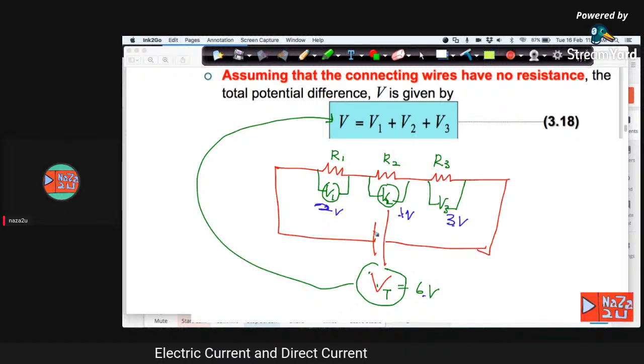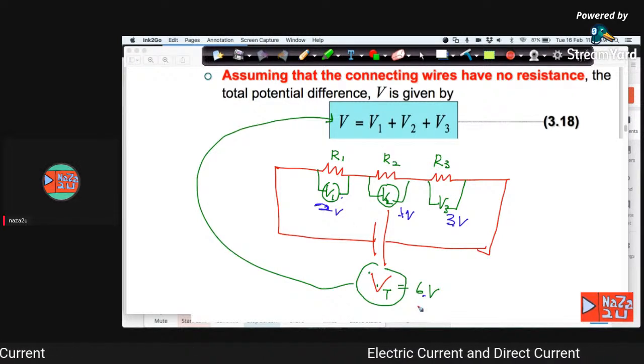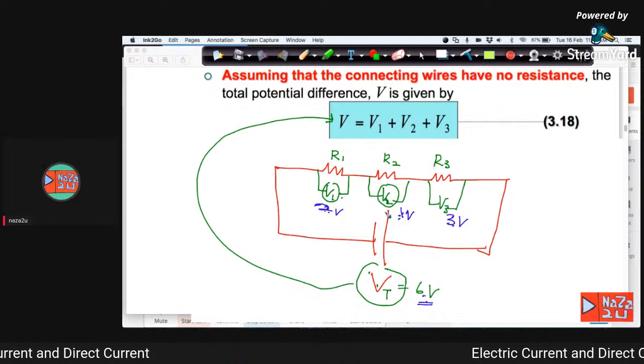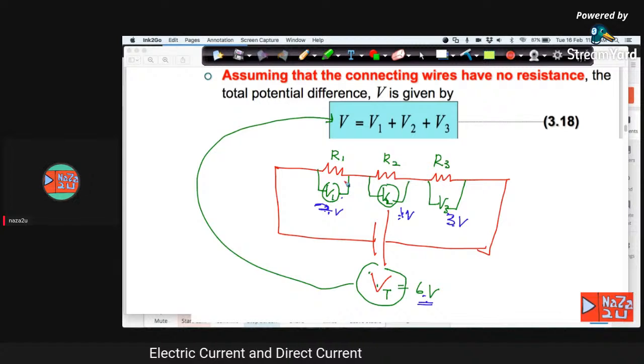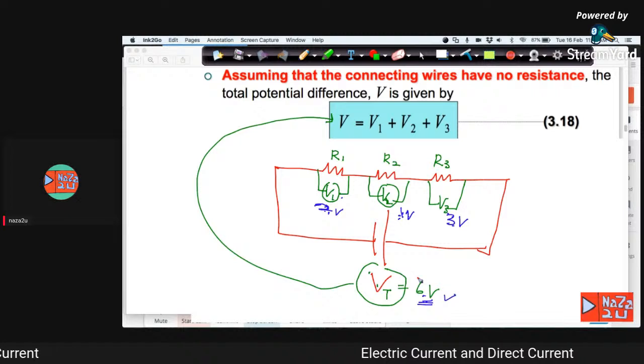Maksudnya kat sini, voltage yang masuk ke setiap resistor ni adalah hasil tambah daripada voltage yang dibekalkan. Yang bekalkan ini adalah 6 volt. So kalau sini 2, sini 1, mesti sini 3. Kalau 3, 1, sini 2. Kalau 3, 2, sini mesti 1. Meaning the total voltage for each resistor R1, R2 and R3 must be equal to 6 volt. Right? Okay, this is for the series circuit.